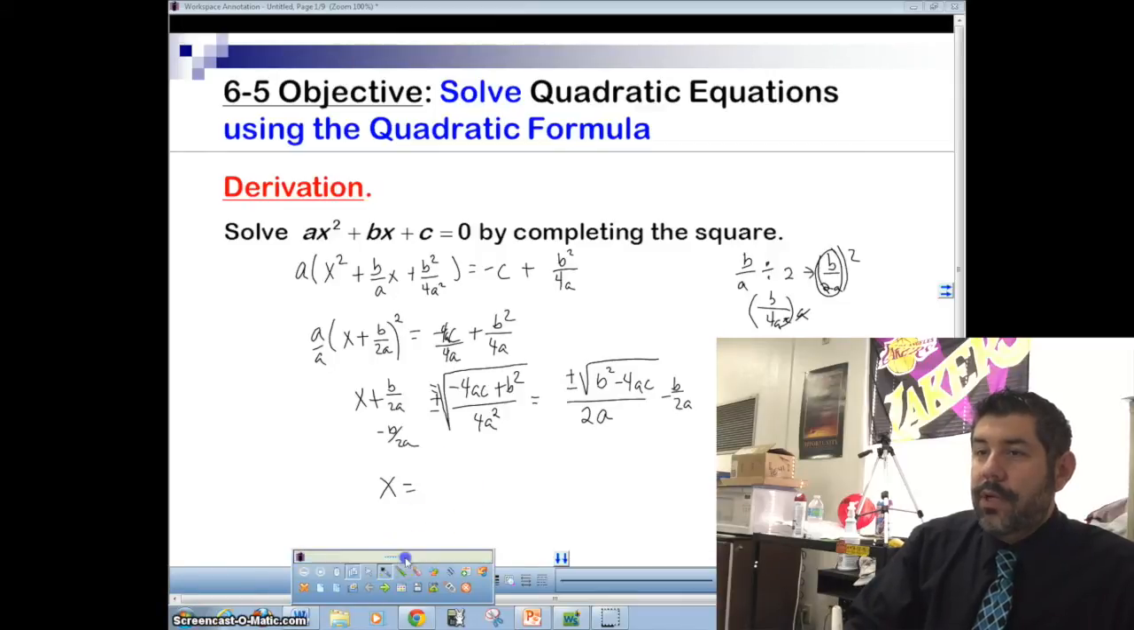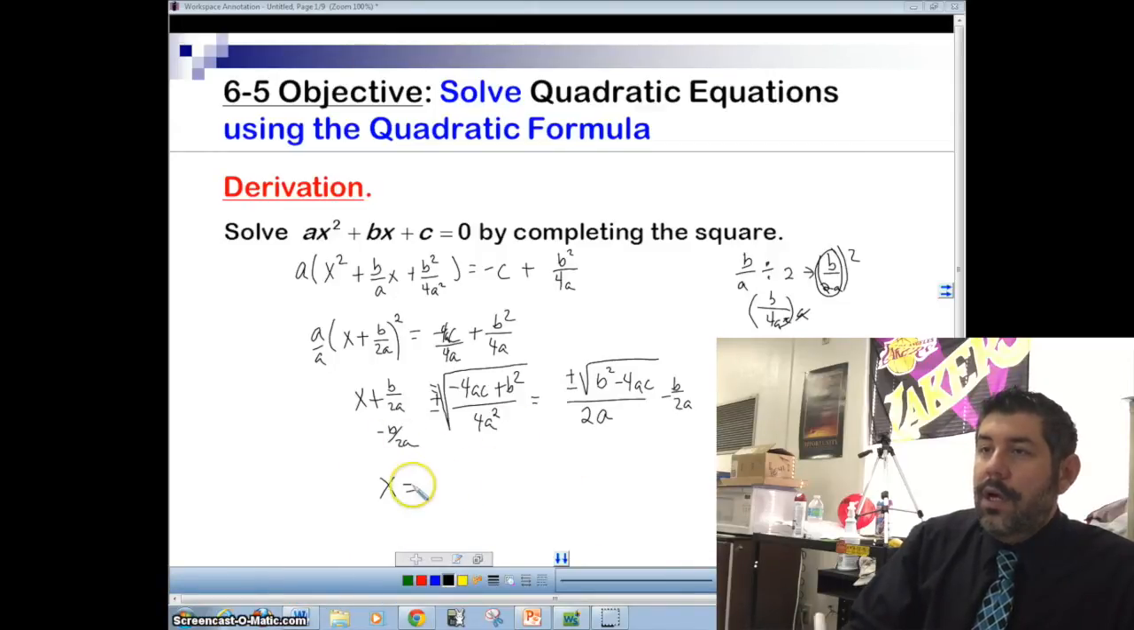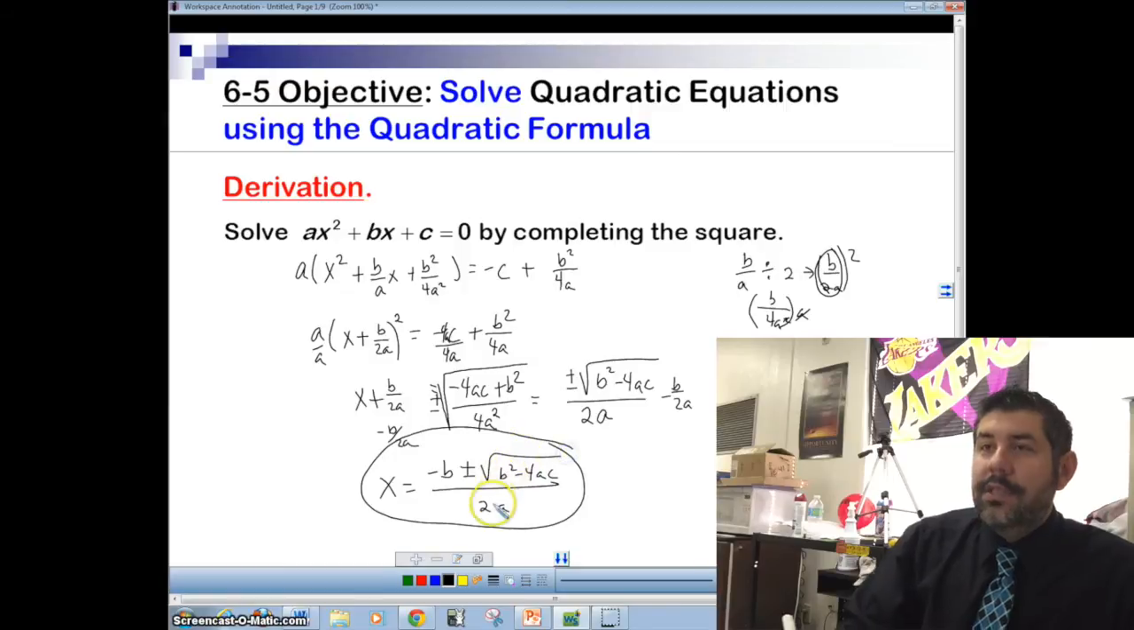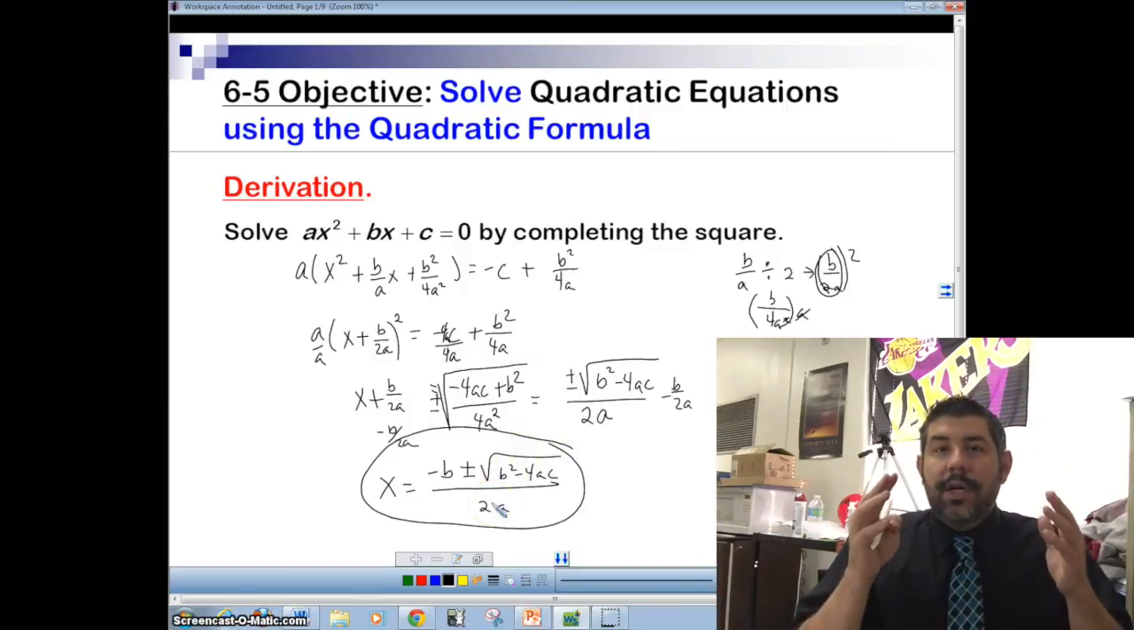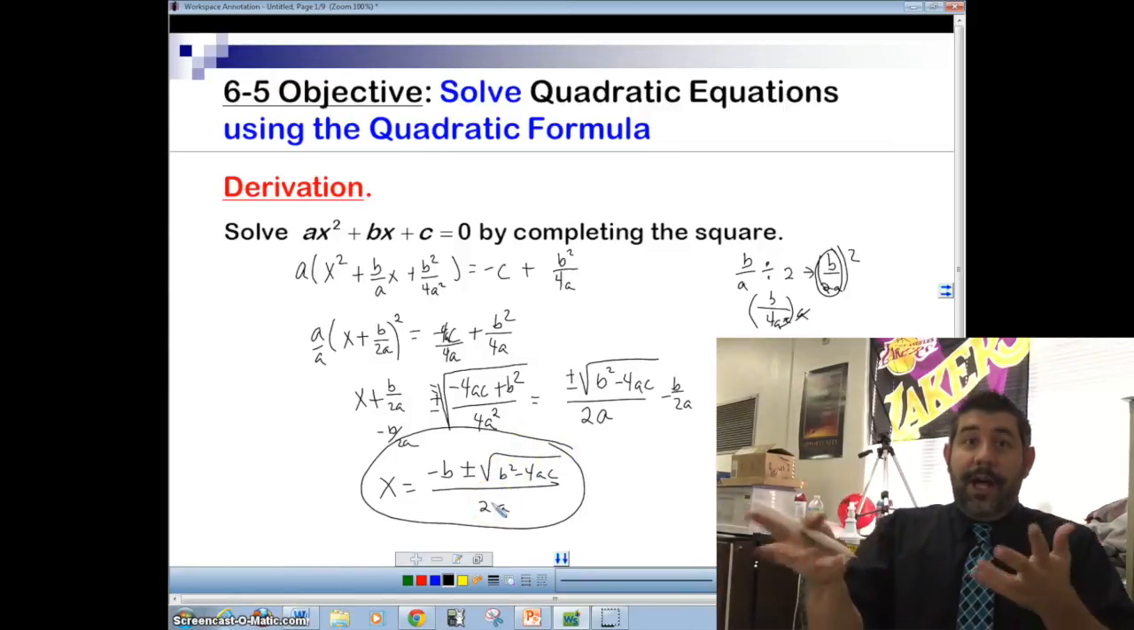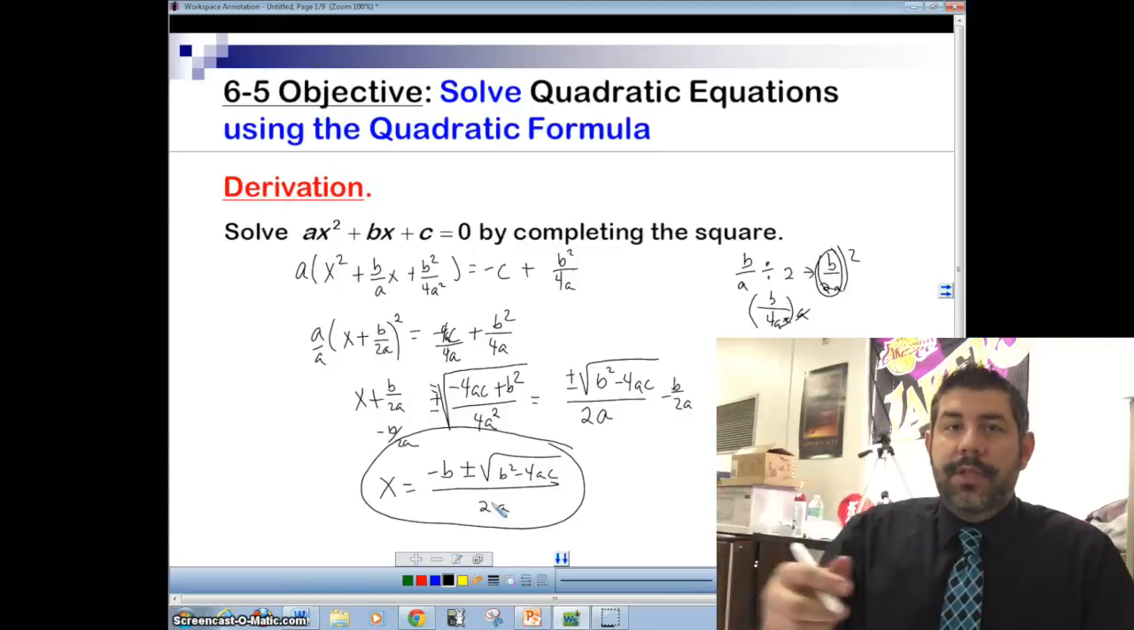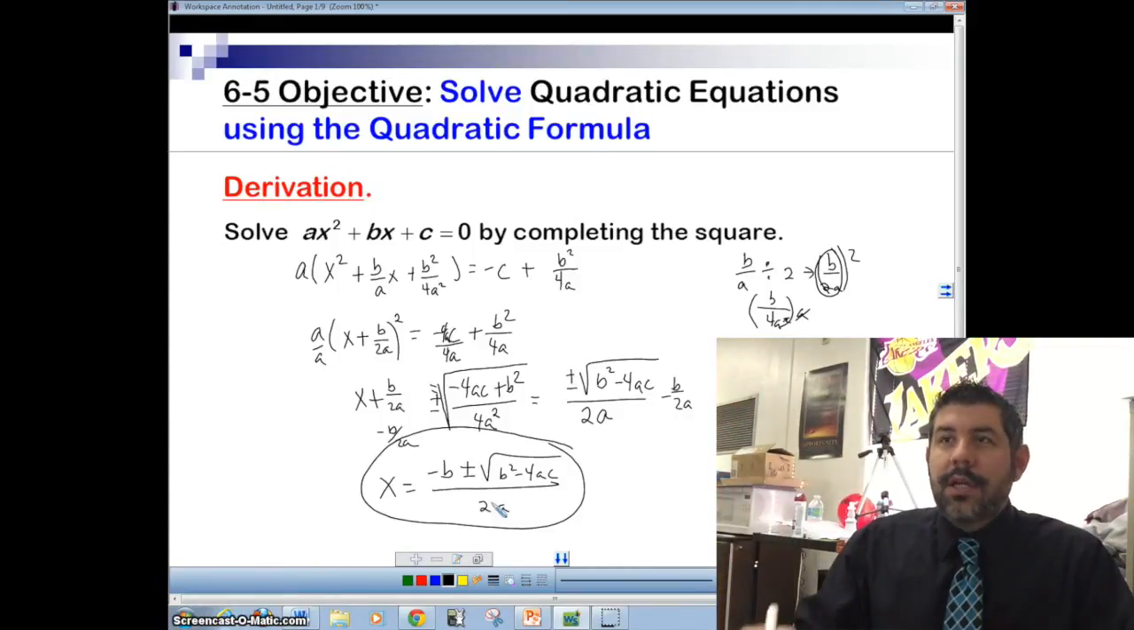Let me move this out of our way here. And I'm going to get negative b plus or minus the square root of b squared minus 4ac all over 2a. All right, so this is the quadratic formula. It tells us the x values when I solve this equation. We use the quadratic formula when we cannot factor.